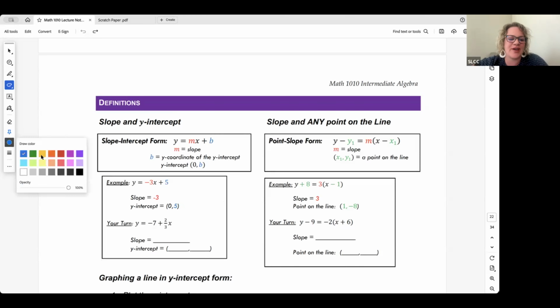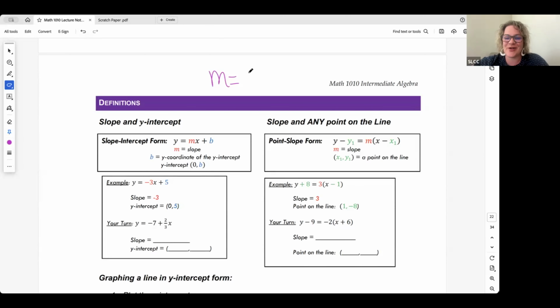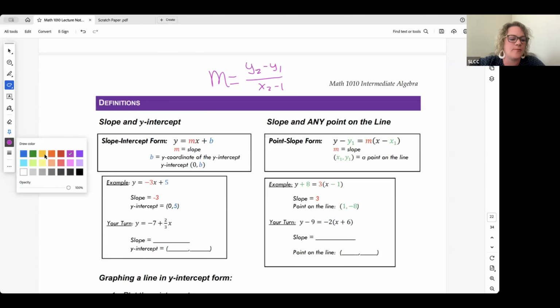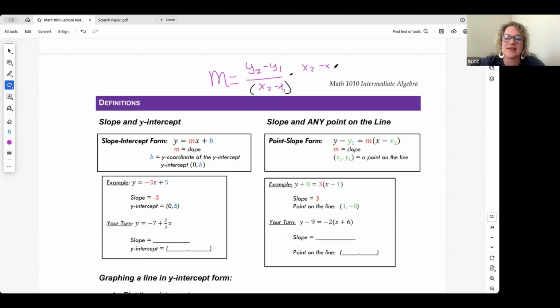Do you remember the equation we use for the slope? The slope, it's the rise over the run, change in y over change in x. Now, what if I wanted to manipulate this equation and move the x to the other side? What could I do? Notice you can just multiply the whole thing by x2 minus x1.